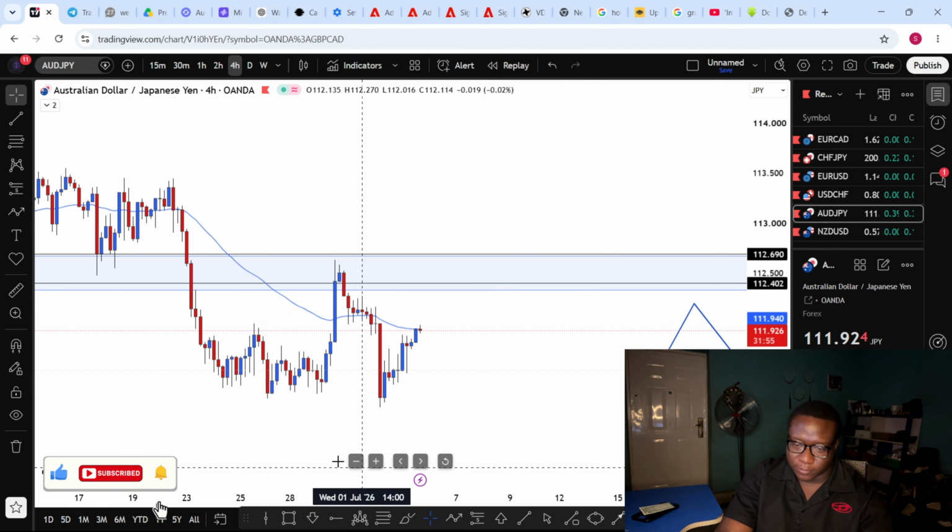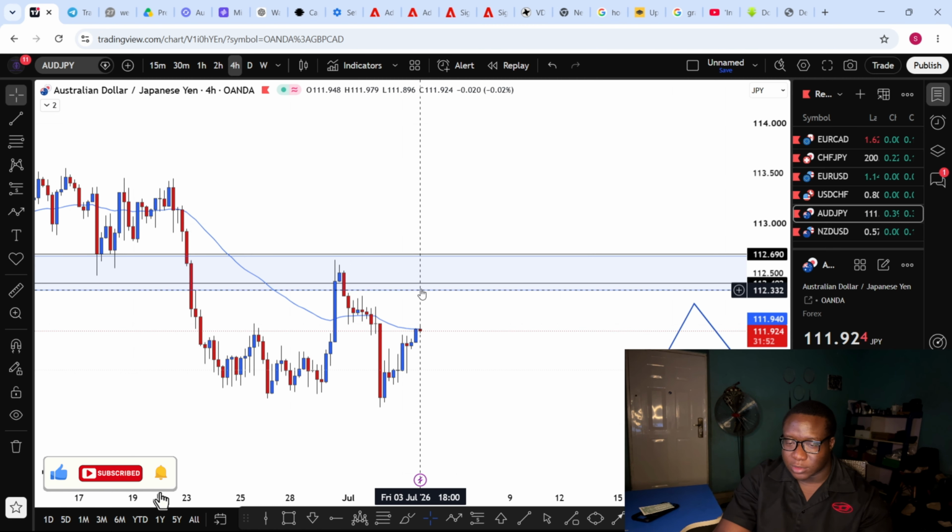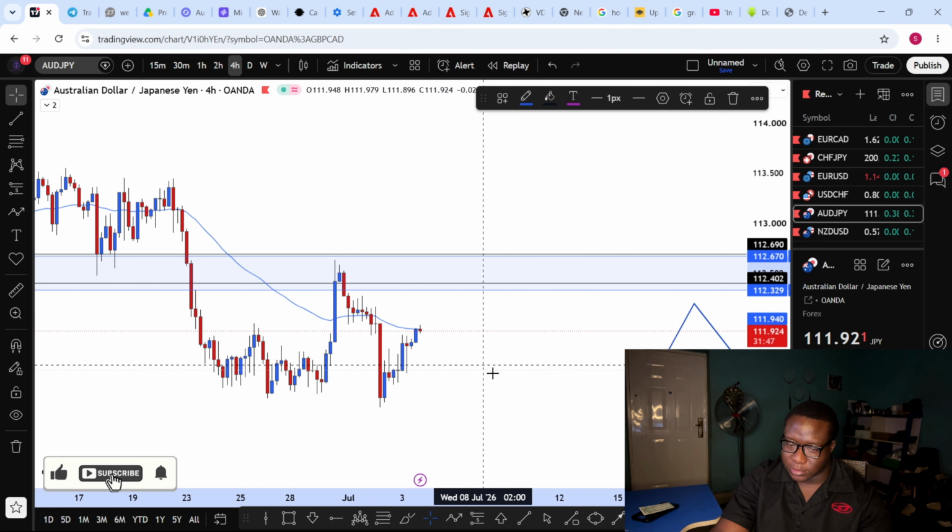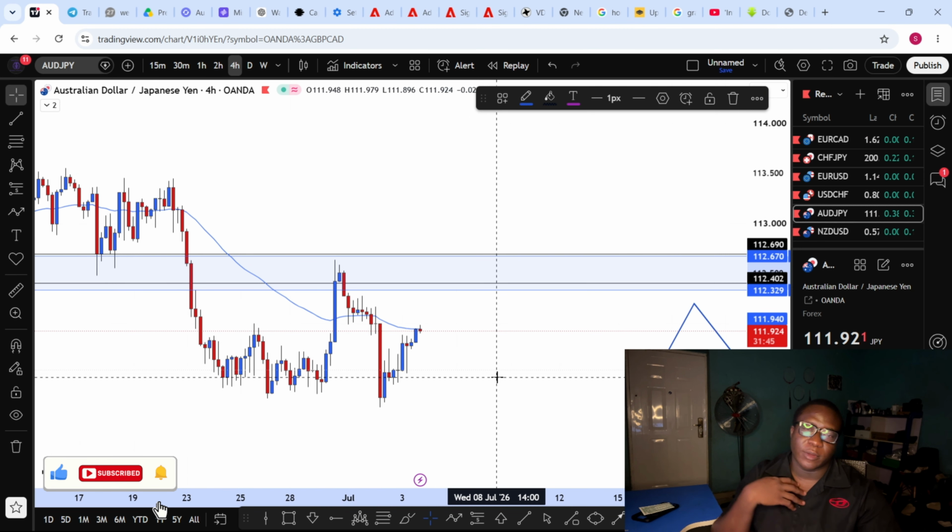The setup we're waiting for: if this market comes back to test, it will give us sales to the downside. What should we expect the market to do?